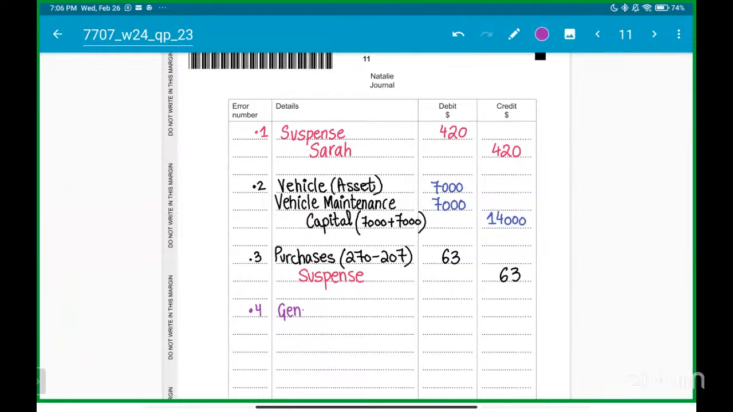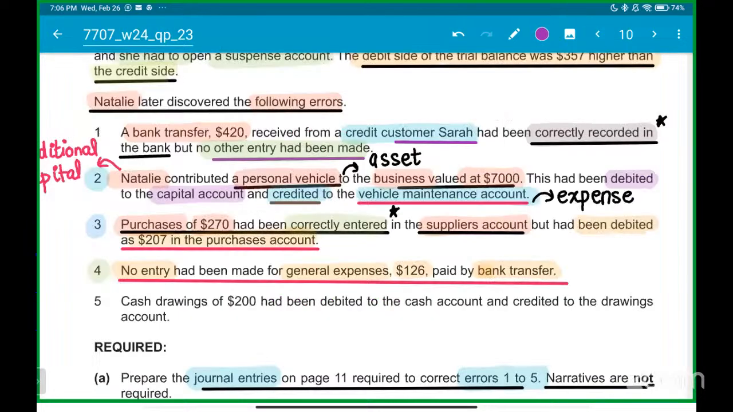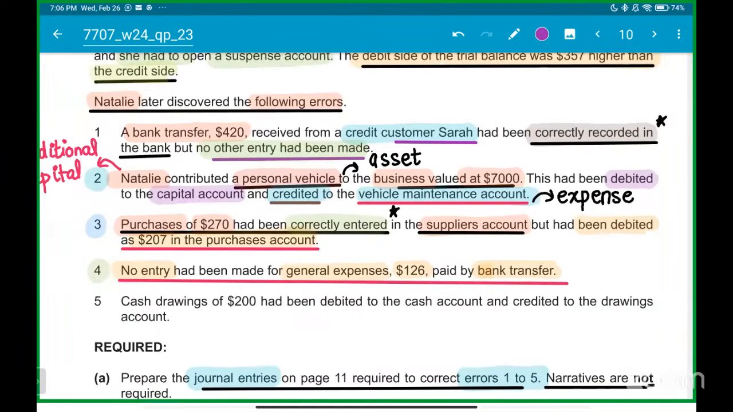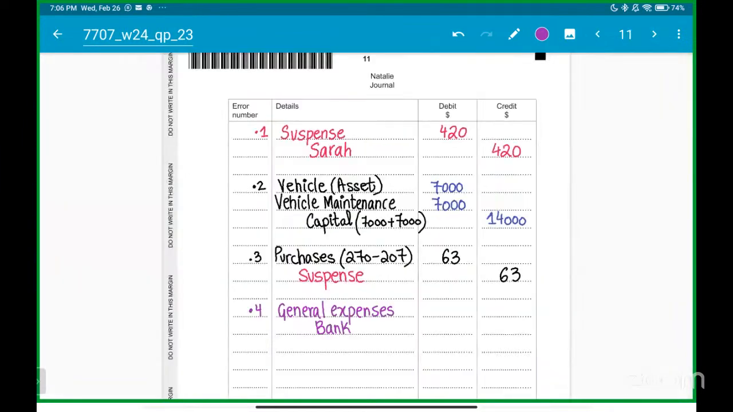General expenses are always debited. So general expenses will be debited and they are paid by bank transfer, so the bank account will be credited, sir. The amount is $126.